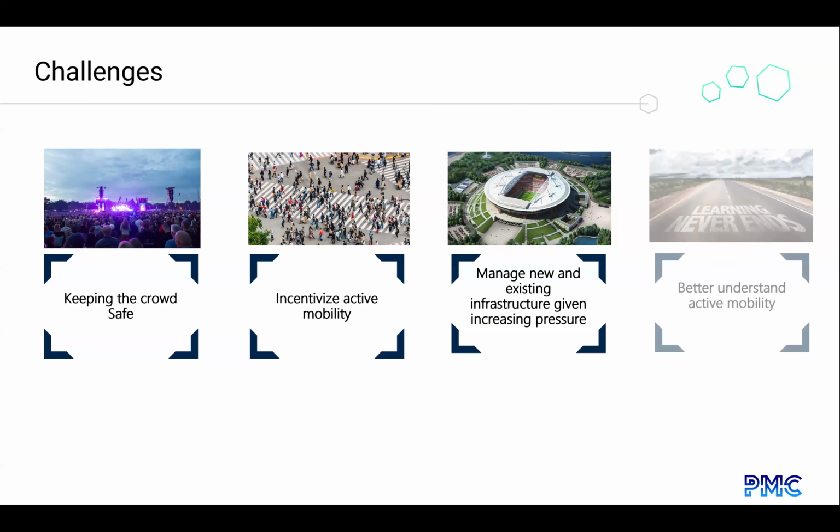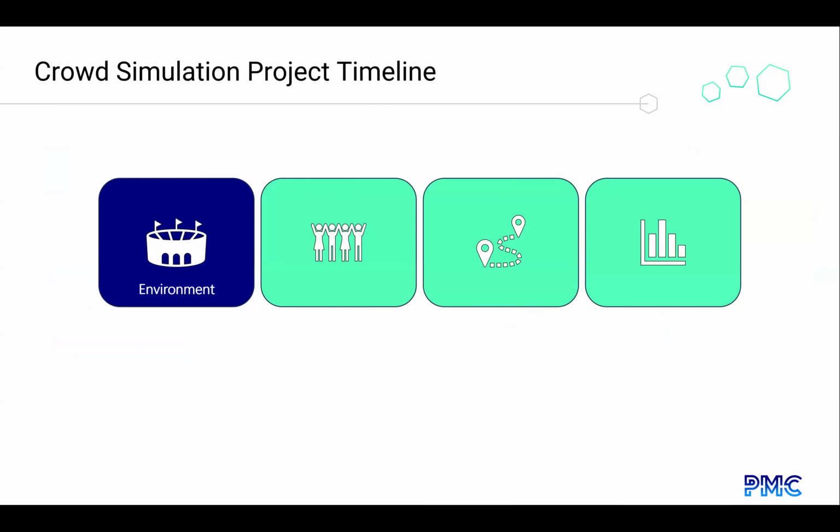And then lastly, understanding the behavior of active mobility users is a significant challenge. Despite growing academic research in this field, much remains unknown, and some of it is difficult to assess. So trying to match the behavior of people, that is always a challenge that we're facing. To a large extent, simulation provides useful insights to address all of these challenges. And so that brings us now to the crowd simulation timeline.